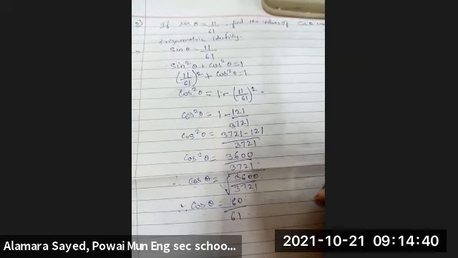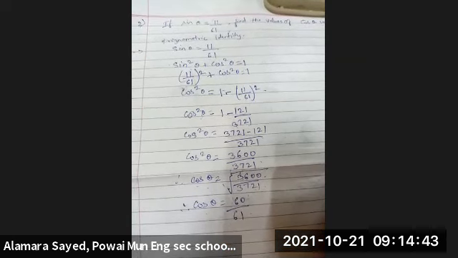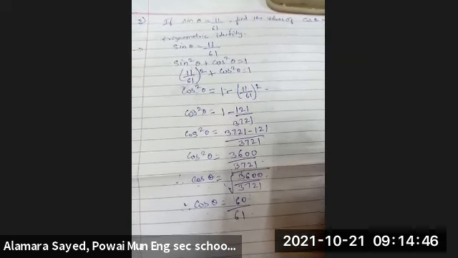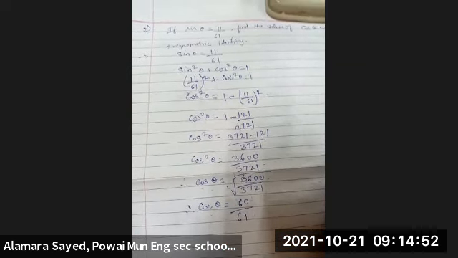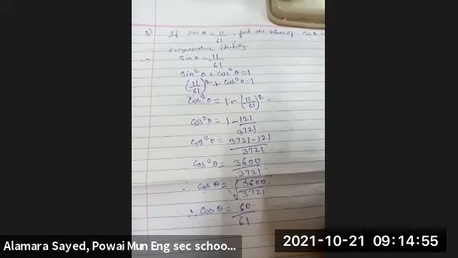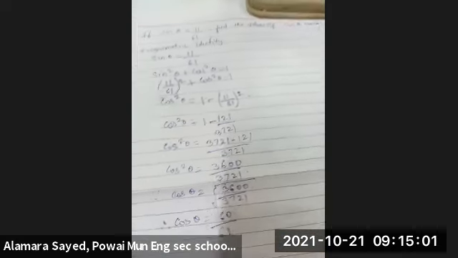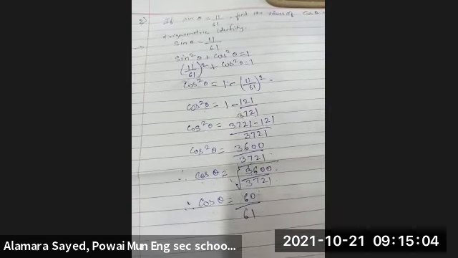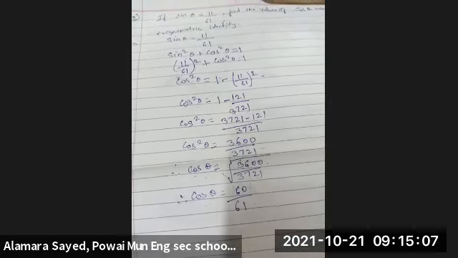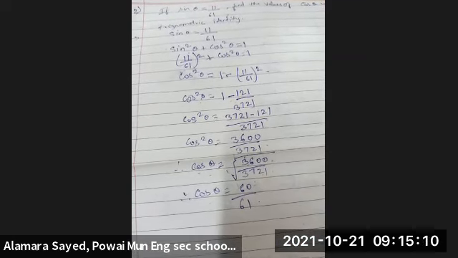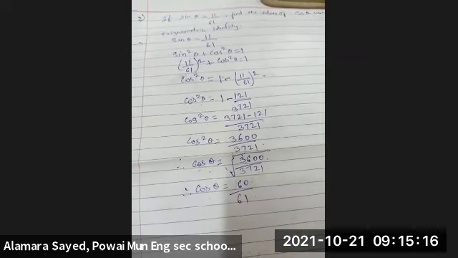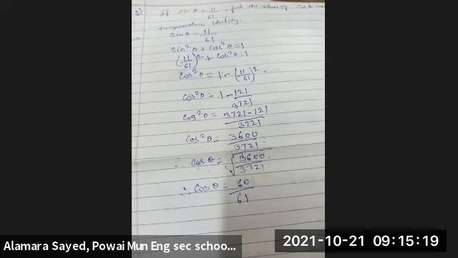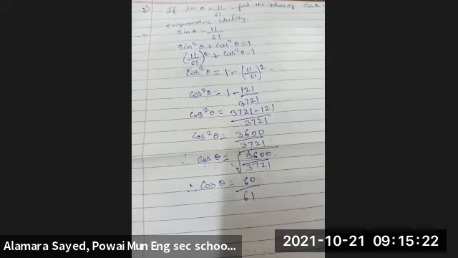Any doubt in this question, students? Just revise the formula of this identity, and I will give you a few seconds. If you have any doubt, you can ask it from this question. Those students who are having doubts in this question can raise your hands. Otherwise we will move to the next question.